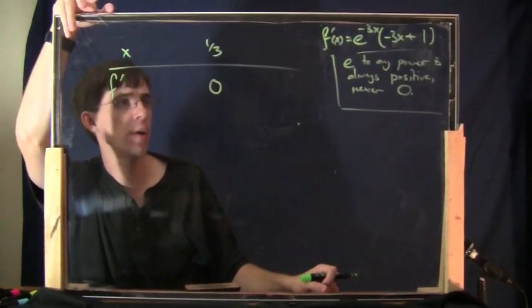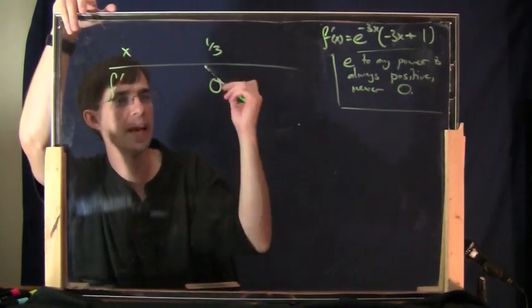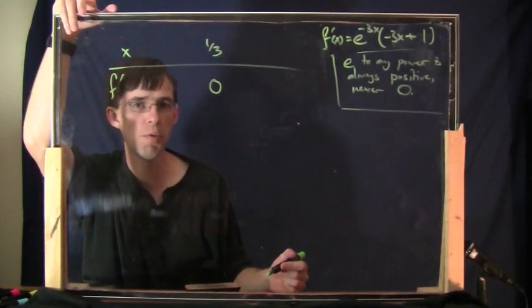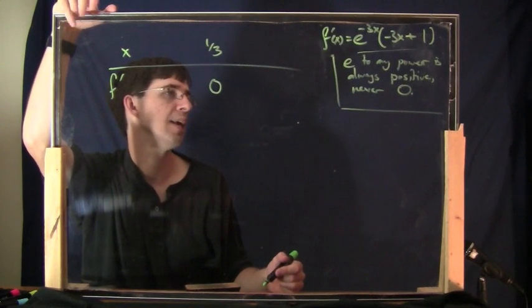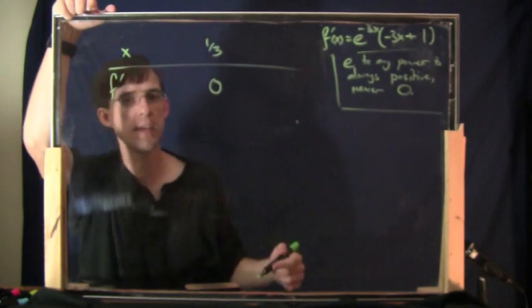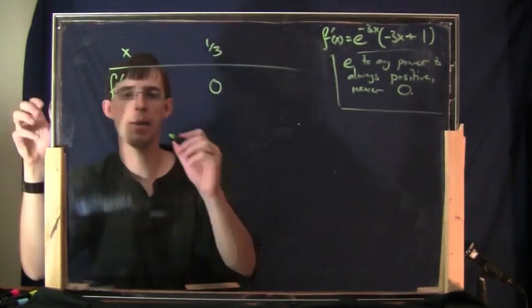All right, next step, make the chart, plug in some points. Okay, this is my chart. The only critical number is x equals 1/3, and at that point, the derivative is equal to 0. What else can we do here? We've got to plug in something bigger than 1/3, something less than 1/3, and see what happens, all right?